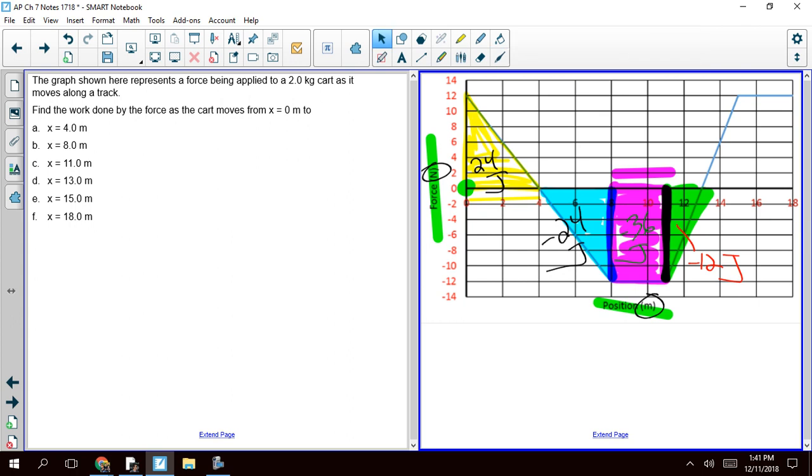I have to repeat my colors now, so I'm going to go back to yellow. This chunk here is positive 12. And then this last chunk, go back to blue. This chunk here is 3 times 12, which is 36.